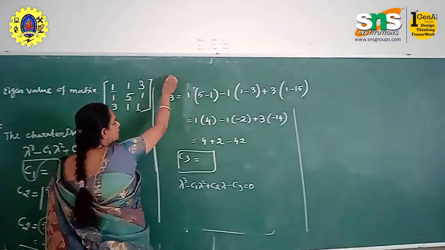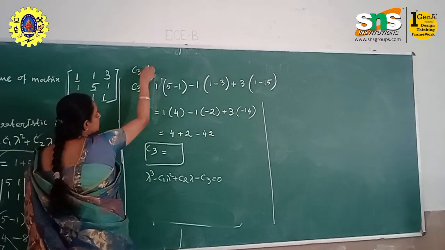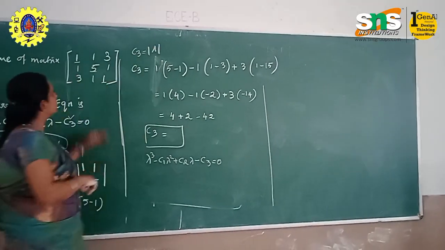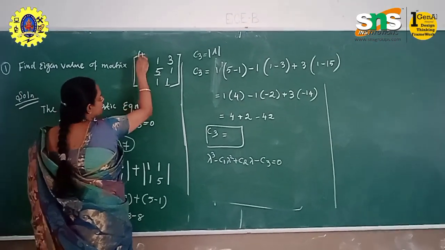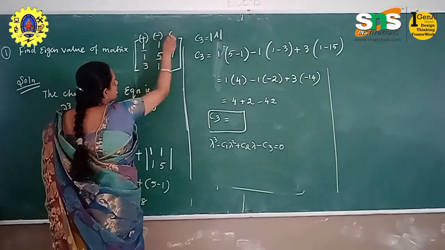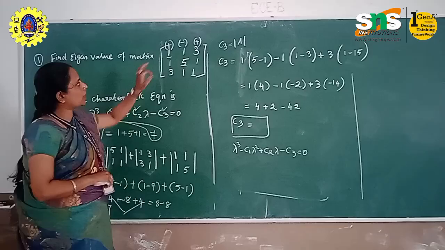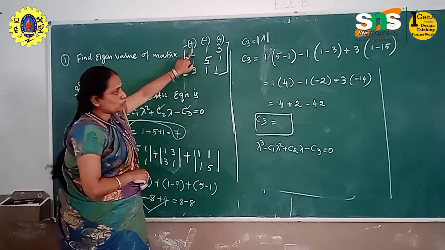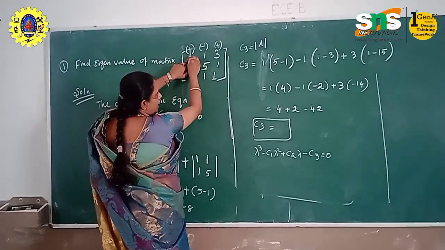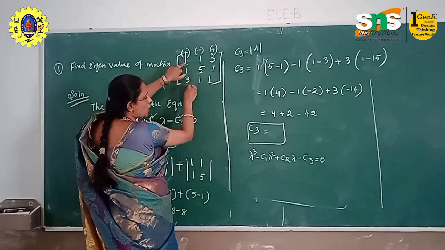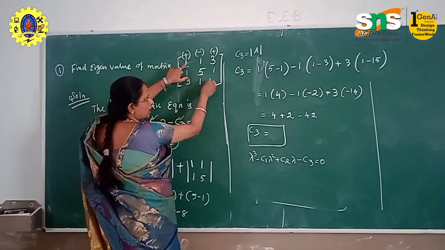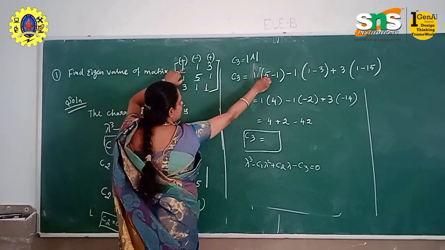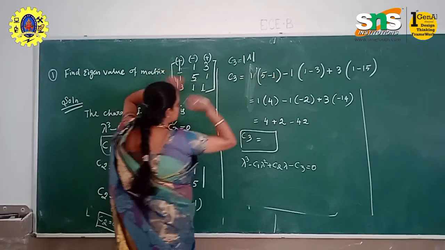Similarly we have to find the c3 value. c3 is nothing but the determinant of A. Using this matrix, the signs are plus, minus and then plus. So 1 into, leaving the first row and first column, the elements are 5, 1, 1, 1. 5 into 1 is 5, then 1 into 1 is minus 1.